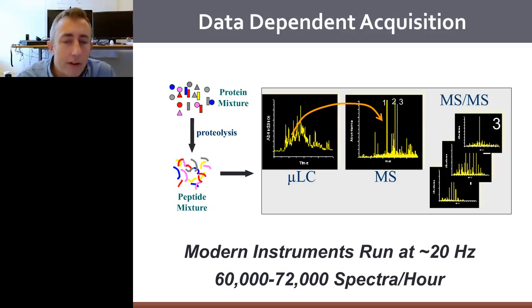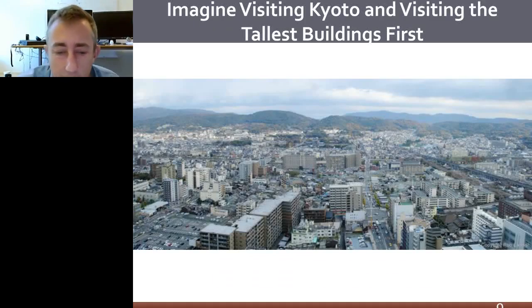And again, I want to further emphasize that this is kind of a strange way of doing this, because as we see things coming off the column, we focus our time and energy on the most intense molecular species first, and then we work our way down to the least intense ones later on in the run. To give you a sense of how crazy this is, and this is the way our field's been doing this for 20 plus years, imagine going and visiting a foreign city.